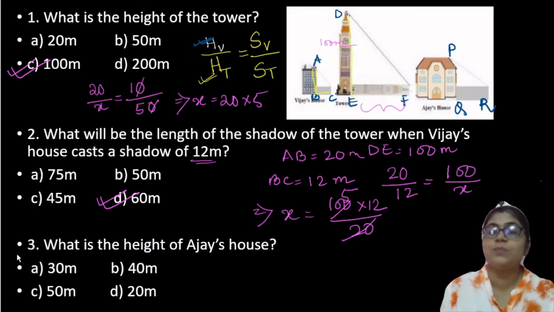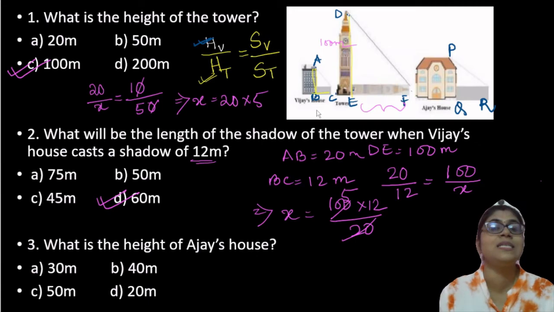Now let's move to question number 3. What is the height of Ajay's house? The shadow of Ajay's house is given 20 meter and shadow of Vijay's house is 10 meter.